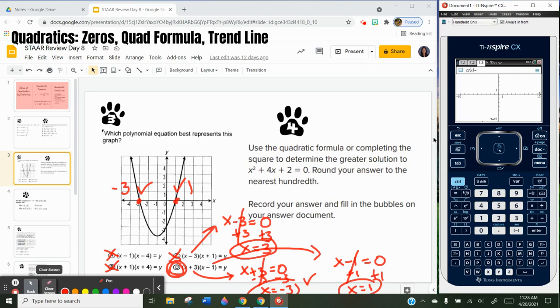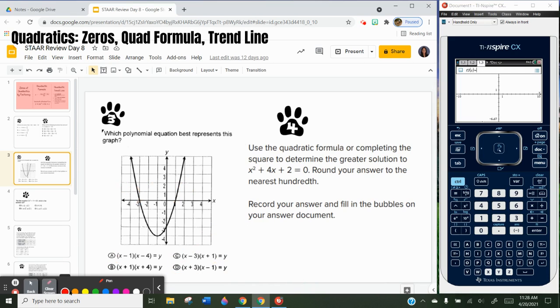Problem number 4. For problem number 4, it says to use your quadratic formula or completing the square, which we didn't learn how to do that method yet. So we're going to use the quadratic formula to determine the greater solution to this equation. Now, your first step is to make sure that it's set equal to 0, which it is. And then we have to identify what's the A, the B, and the C. Your A is the number in front of x squared, which is 1. The B is the number in front of x, which is 4. And C is the number by itself, which is 2.